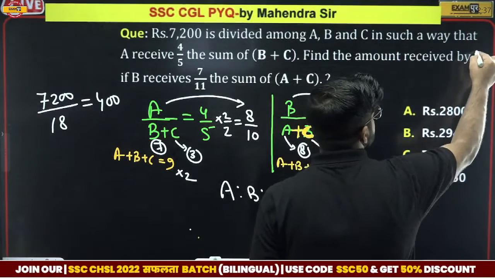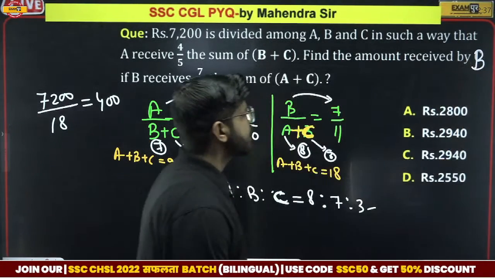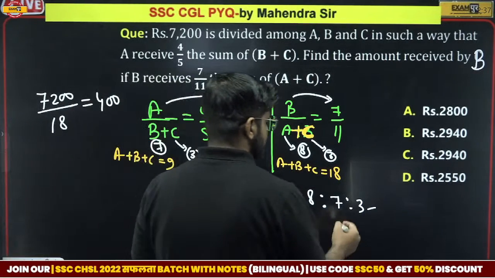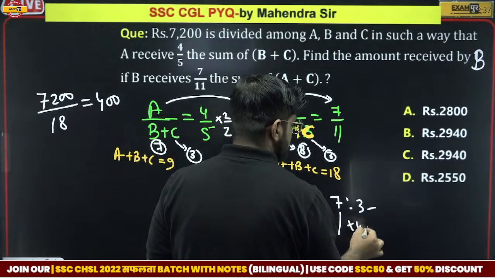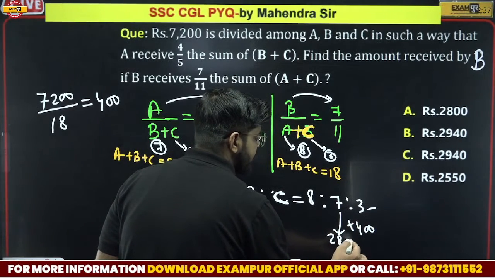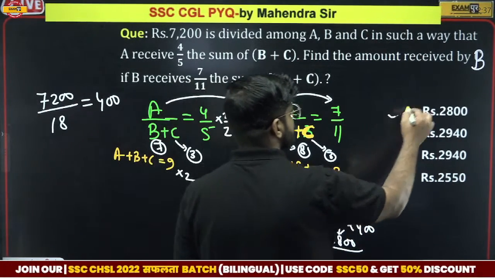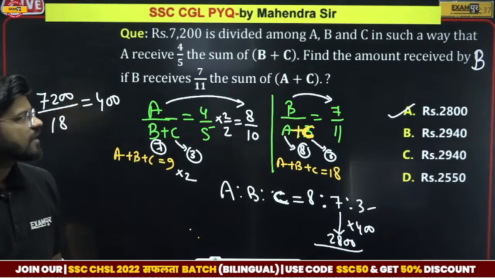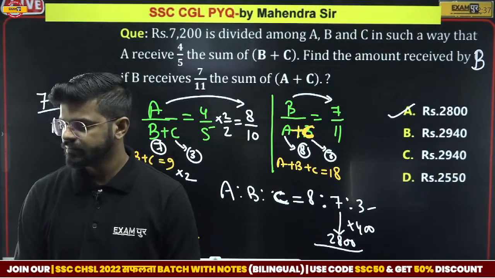This should be B. Find the amount received by B. Make it B. So after multiplying by 400, what we will get? We will get 2800 here. So 2800, that means option number A is my right answer. Is it clear to everyone?